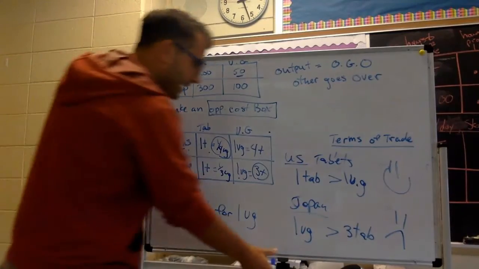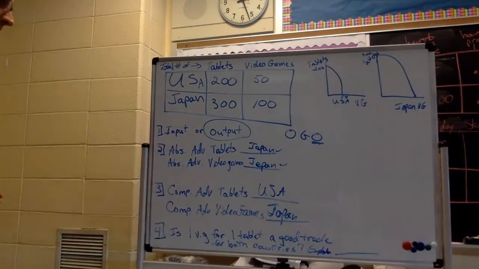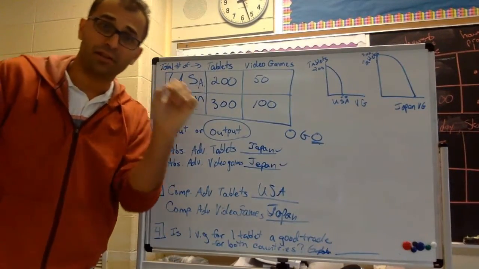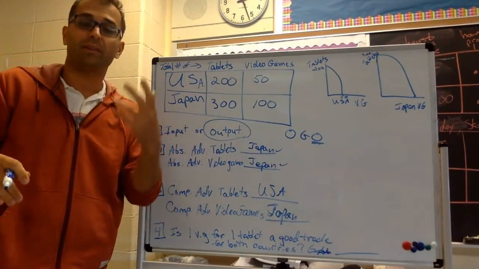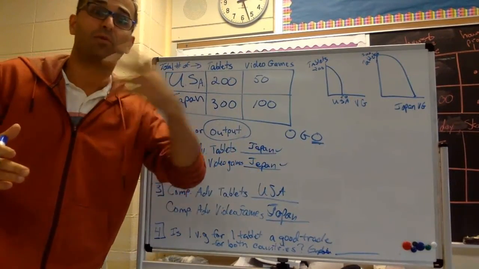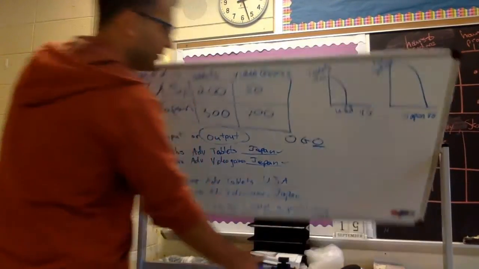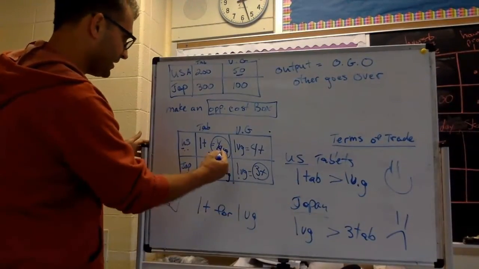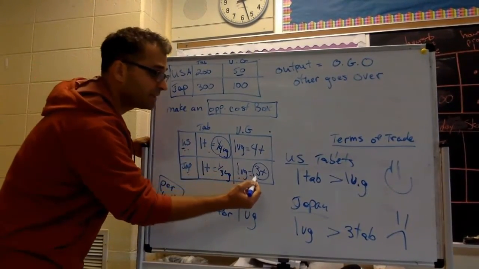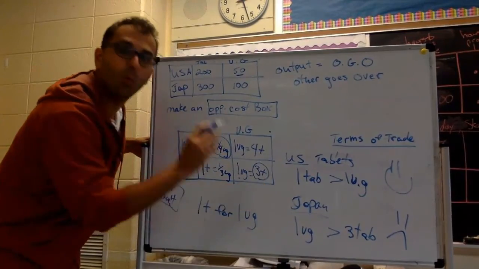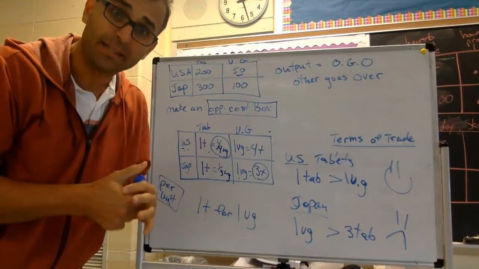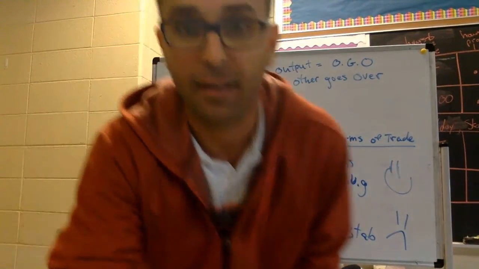Okay? So how would I answer this? I don't have enough room to write it, but is this a good trade for both countries? No. It's good for the United States because on their own, they are willing to accept anything more than 1/4 of a video game. Japan will only be willing to accept more than 3 tablets. So 1 is not going to work for them. And that's how you would explain it. I hope it makes sense. Please ask me questions. And that's that.